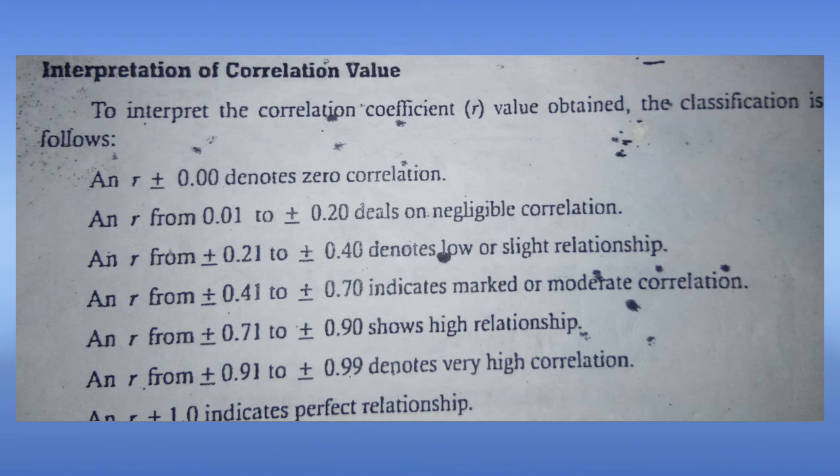Lastly, if an r is plus or minus 1.0, it indicates a perfect relationship. So if the correlation coefficient is plus or minus 1.0, it indicates a perfect correlation or relationship.